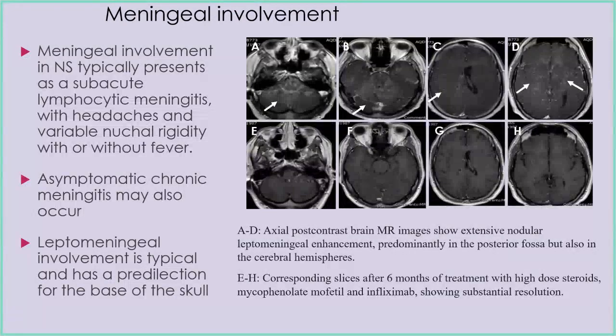I didn't know those were going to click up one at a time. Meningeal involvement, again, is super common. This is just some images as well, and I have some later. Most commonly, this is a subacute to chronic meningitis, headache, with or without fever. Imaging is going to look like meningitis, and then you come to your differential diagnosis.